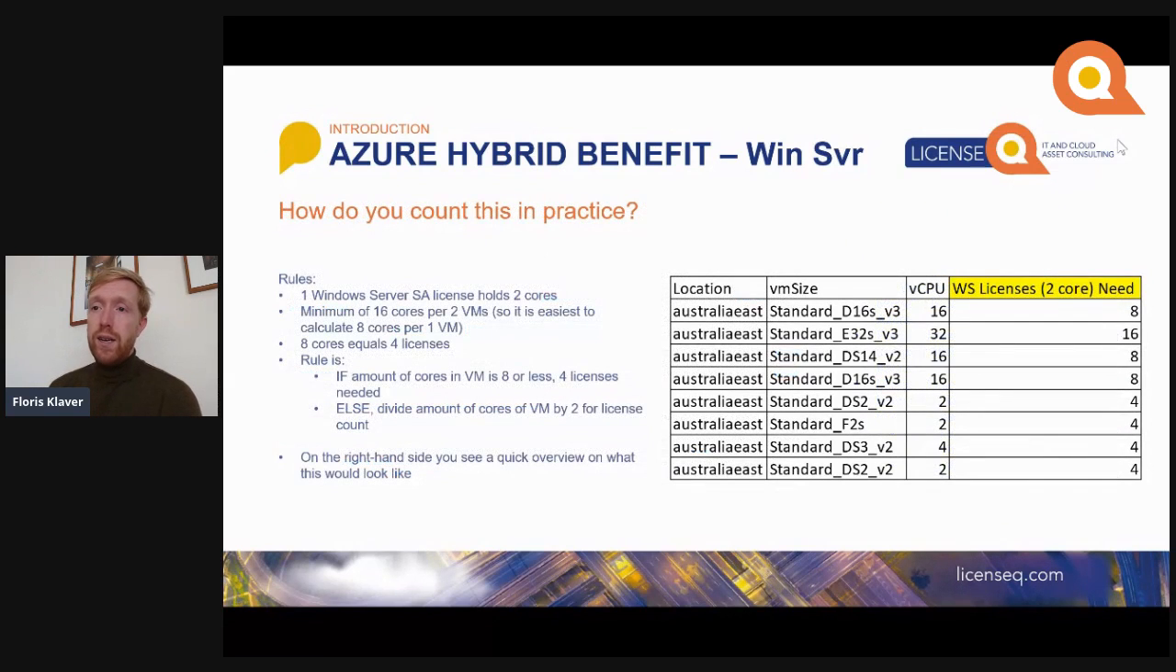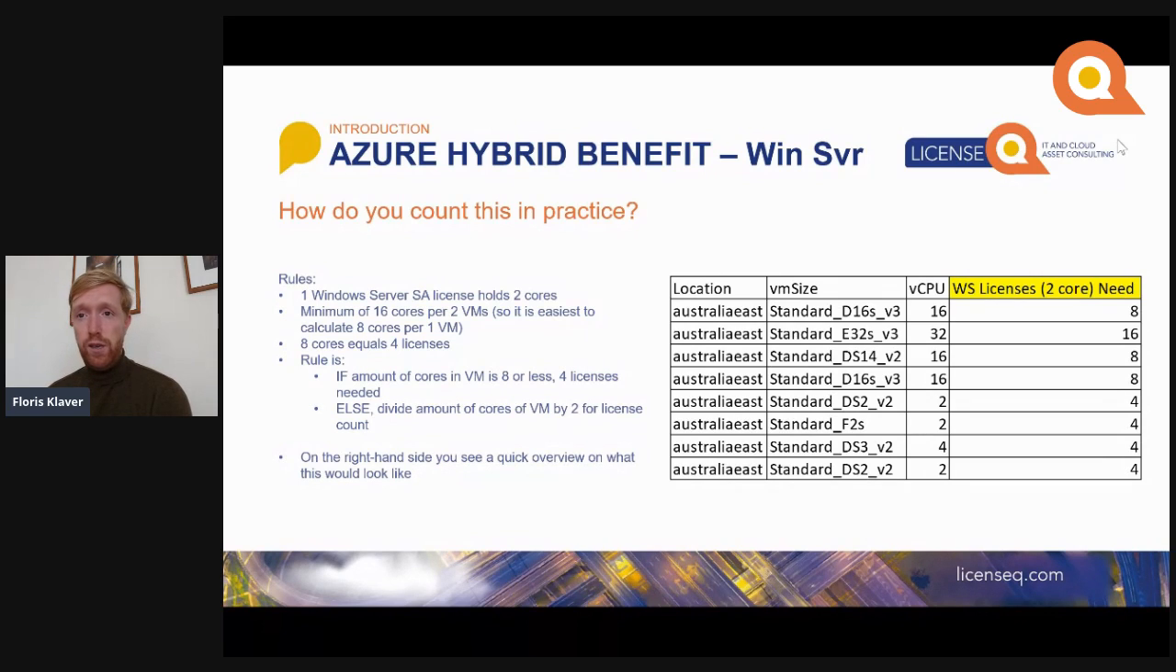Now, what does this look like? I've taken a snippet from a case that we've dealt with a while back. You see an overview of some of the VMs that they are running, some with larger virtual CPUs, some with smaller, and how this translates to the amount of licenses needed. I've tried to summarize it on the left-hand side as well. One Windows Server Software Assurance license is usually per 2 cores. You also have them per 16 cores, but a lot of customers have them by 2 cores.